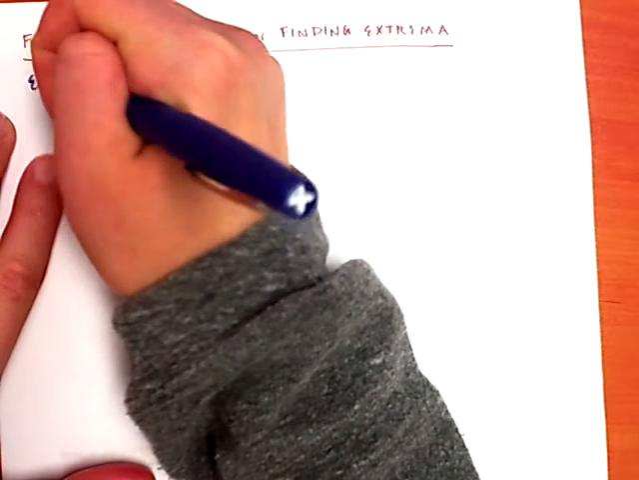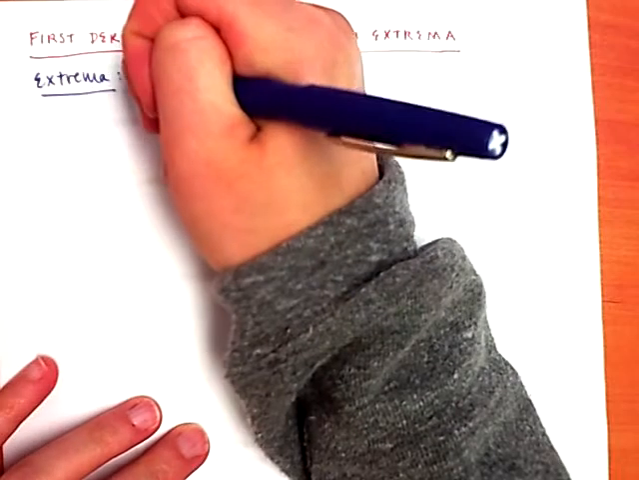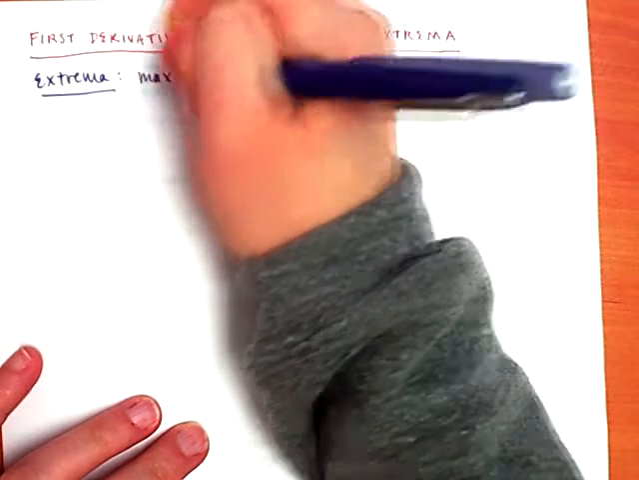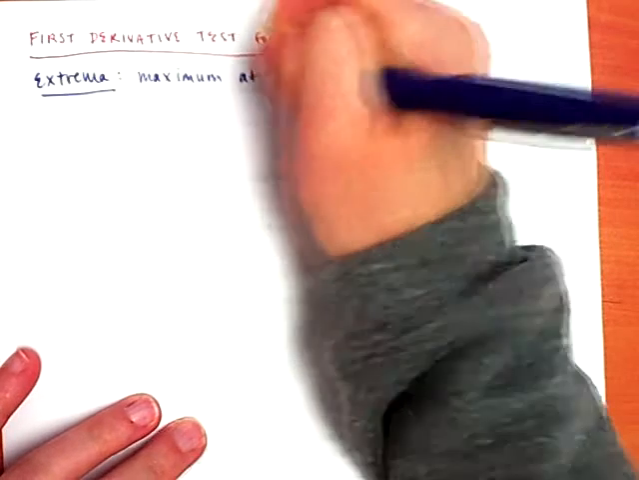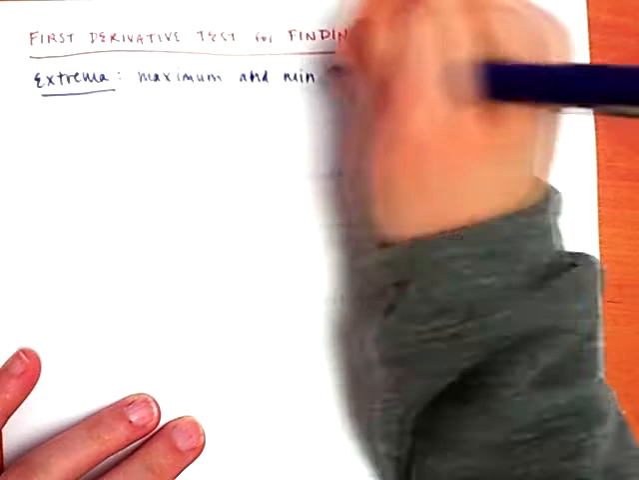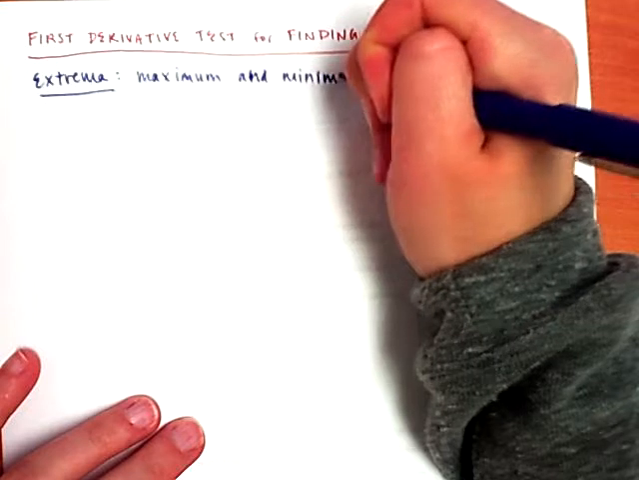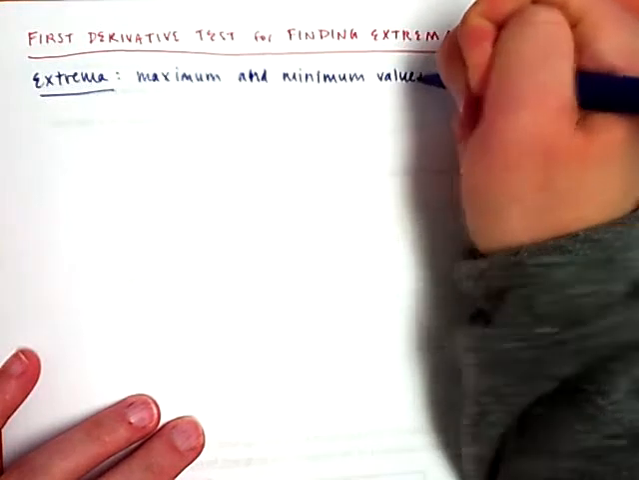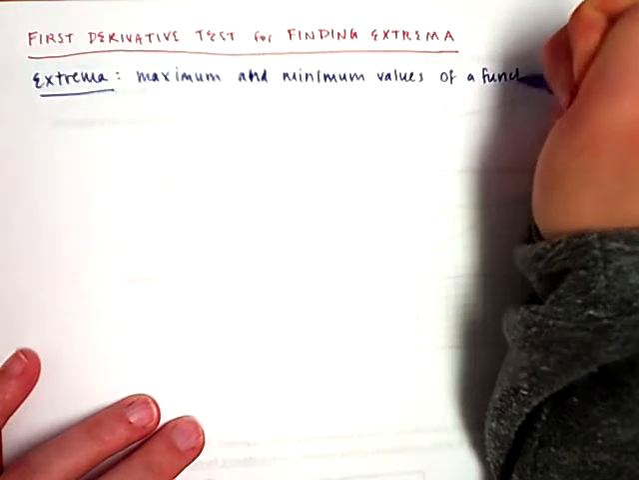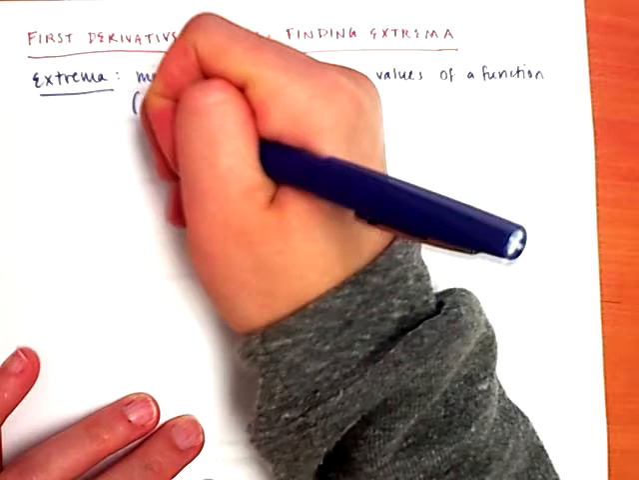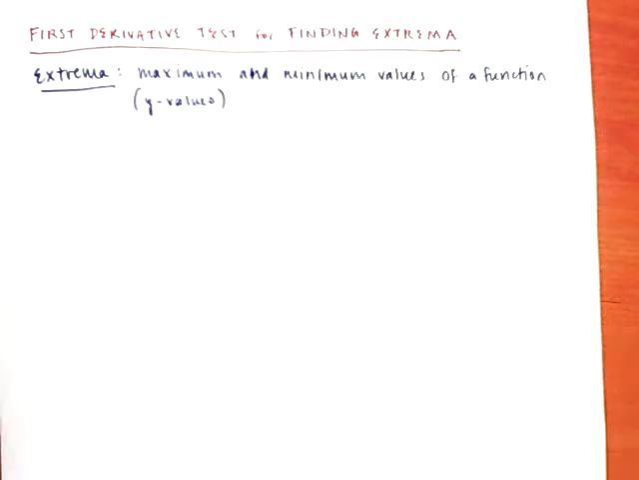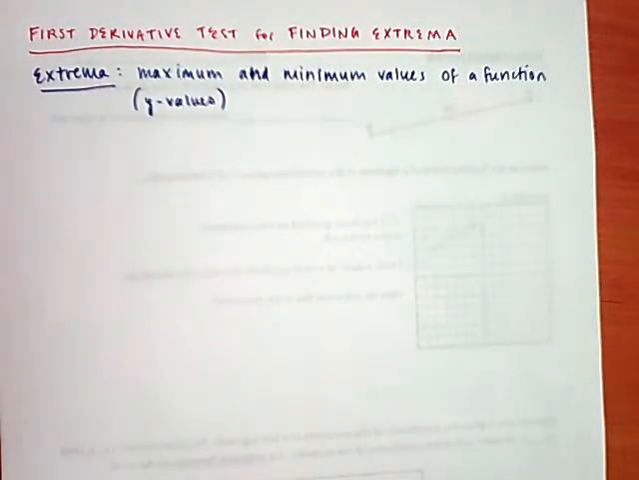So first of all, I just want to do a little vocabulary review, since the word extrema is unfamiliar for some people. Extrema are the maximum and minimum values of a function. So extrema just corresponds to extreme values, so maximum and minimum values of a function. And these are y values, not x values. So we'll think about at what x values an extrema occurs.